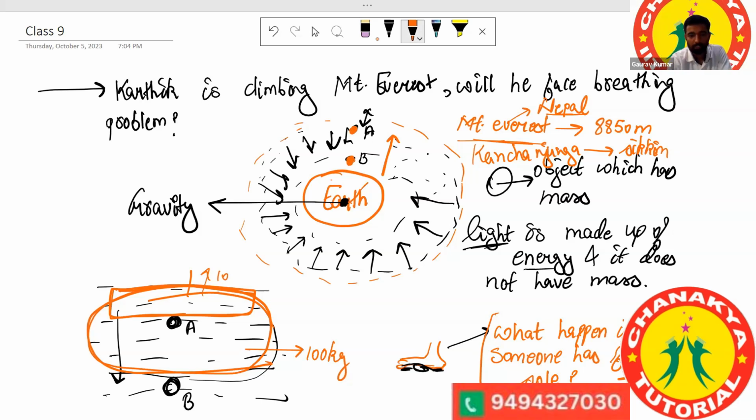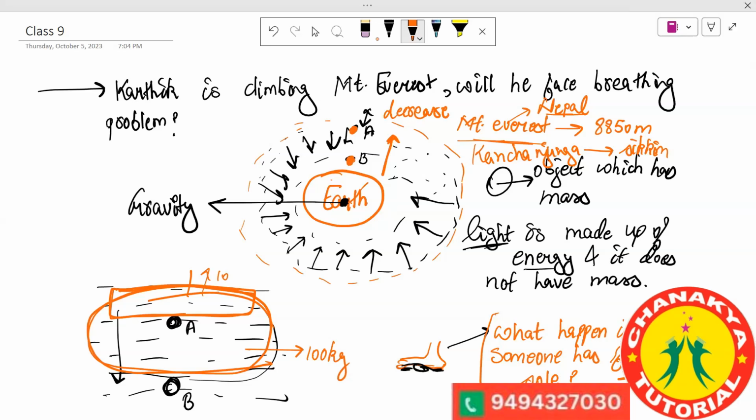So as we go some height from the surface, the pressure decreases. Similar is the case in Mount Everest. As we go to the peak of Mount Everest, the pressure due to atmosphere decreases. So if this pressure decreases, what will happen to the oxygen present in air? This oxygen will disperse.